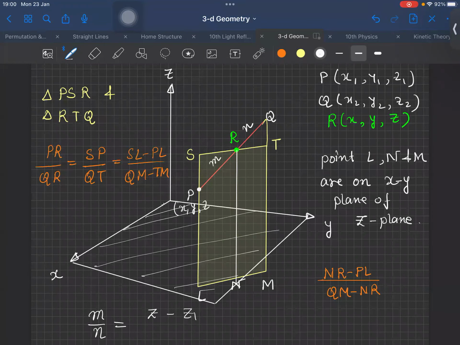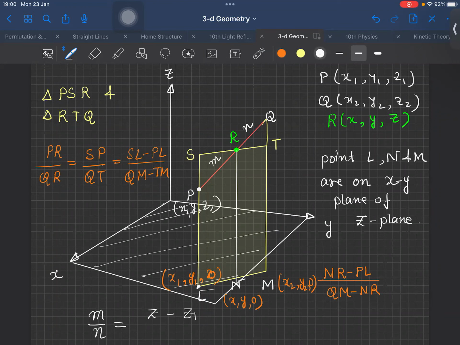X1, Y1, Z1. So the coordinate of point L will be X1, Y1, and this will be 0. Z is 0 here. And the coordinate of point N will be X, Y, 0, and M will be X2, Y2, 0, because on the XY plane, the value of Z is 0.